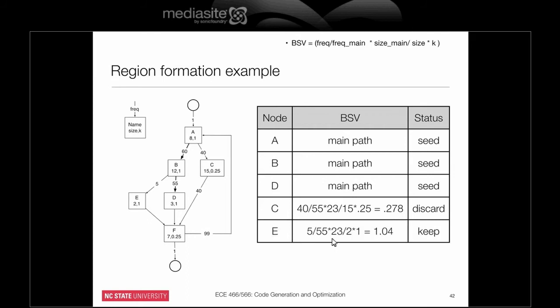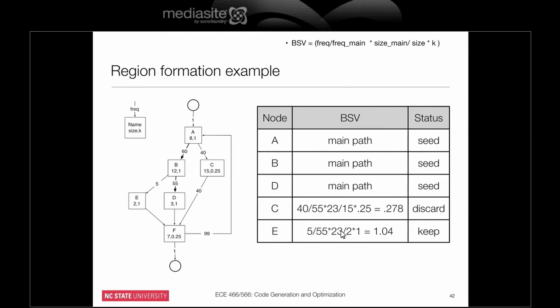Okay, block E, on the other hand, it has an execution frequency of only 5, and so the first term will be 5 divided by 55. It has a size of only 2, so we multiply this times 23 divided by 2, and then it has no concerning features because it has a K of 1, and so that produces a value of 1.04, and this is above 1, so we'll keep it. So what this analysis does for it in this case is it says, well, it doesn't execute often, but it's very small.